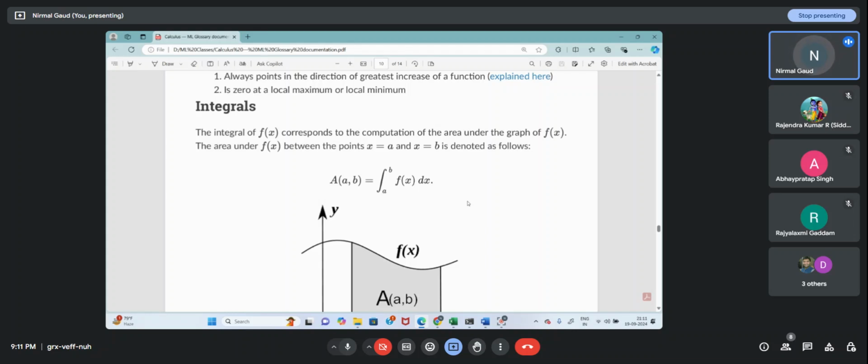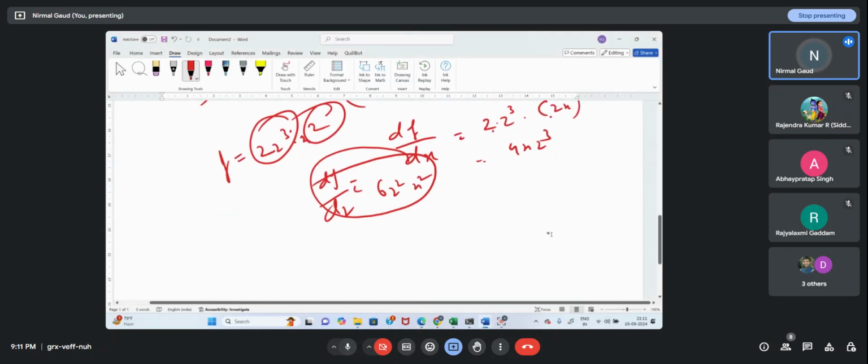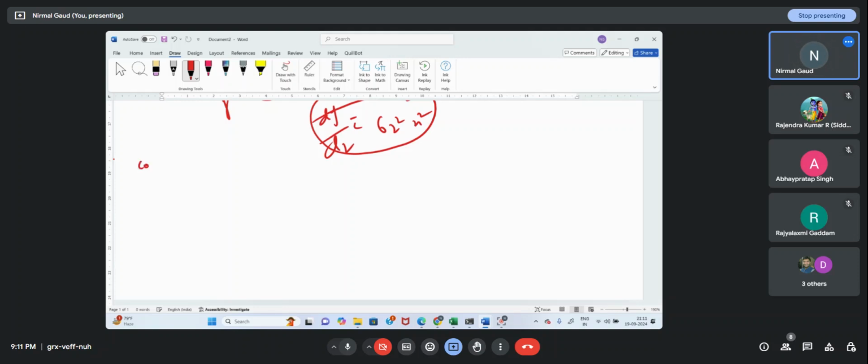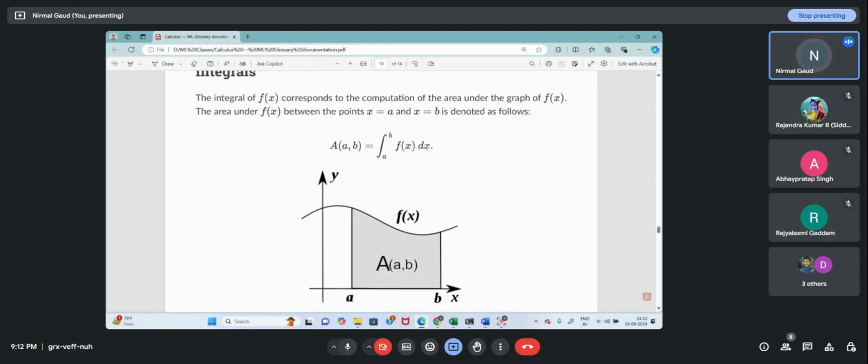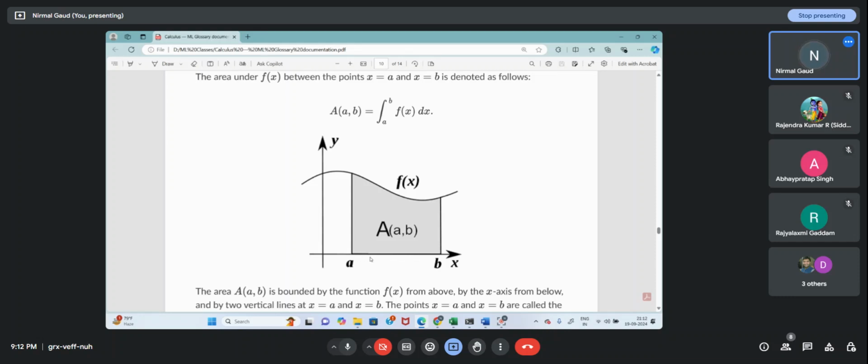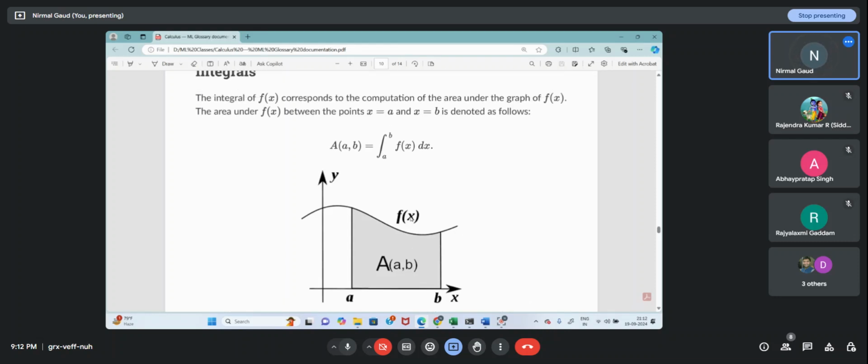Integration is the area under the curve. What you are doing in integration is collecting all the small points. It's a collection, so it's the area under the curve ultimately. Here the diagram is built: integration of function f from a to b. From this point to this point, just cover the entire area. That is integration, the area under the curve.